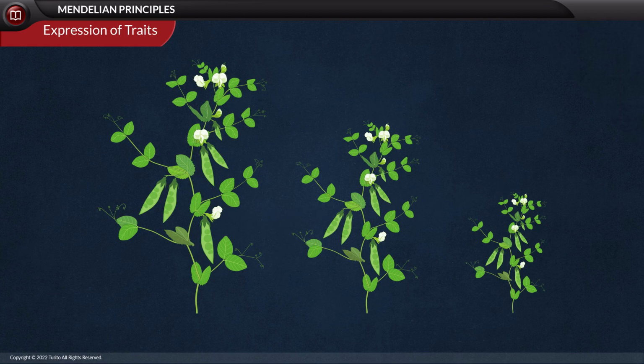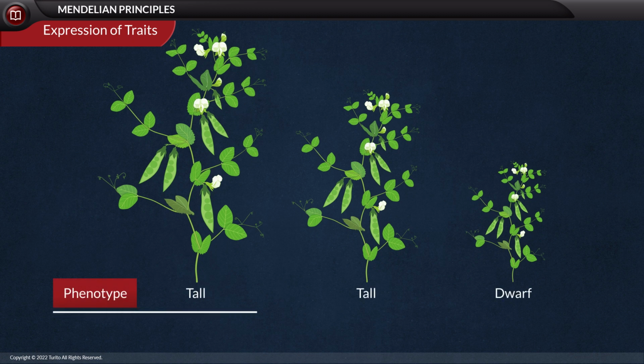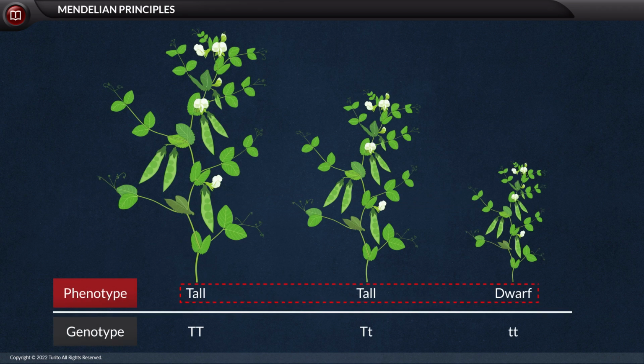Moving further, let us know about the expression of traits, which can be a phenotypic expression or a genotypic expression. Can you cite the difference between phenotypic and genotypic expression? Phenotype is the outward expression of traits, while genotype is a pair of alleles that possesses inheritable information.